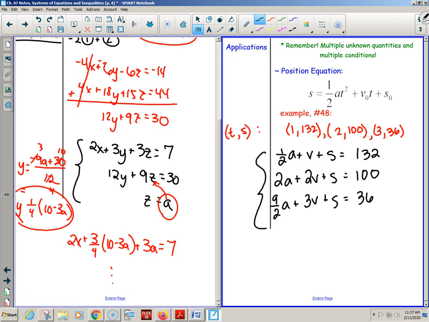Ew, I don't like it. Okay, why don't you multiply everything by a 2 to make it prettier? All your fractions are gone. But they're not x, y, z's. Nah, they're A, V, S's. It doesn't matter. They're just variables. A, V, S: acceleration, velocity, and position.